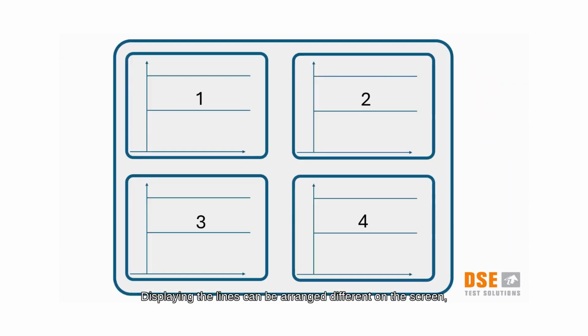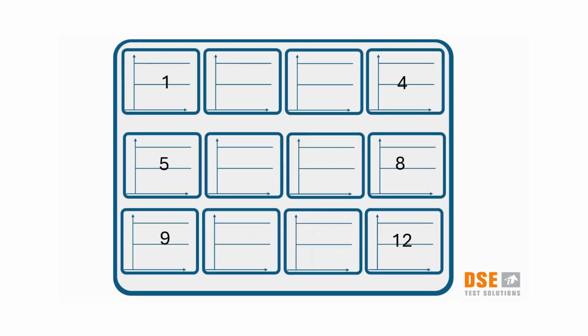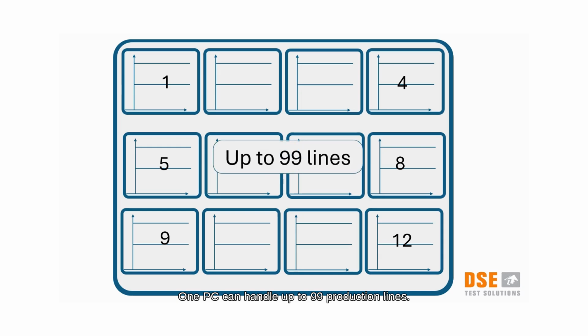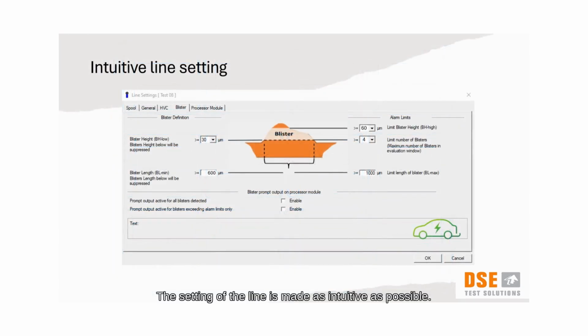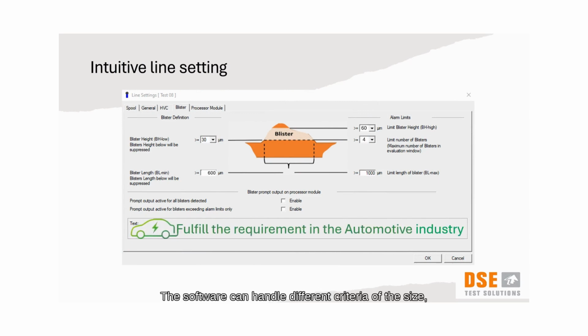Displaying the lines can be arranged differently on the screen, depending on the number of operating lines. One PC can handle up to 99 production lines. The setting of the line is made as intuitive as possible. The software can handle different criteria of the size, the length, and the number of blisters.